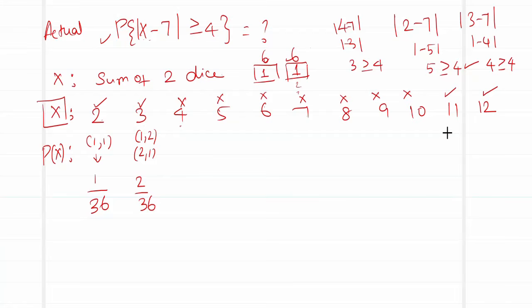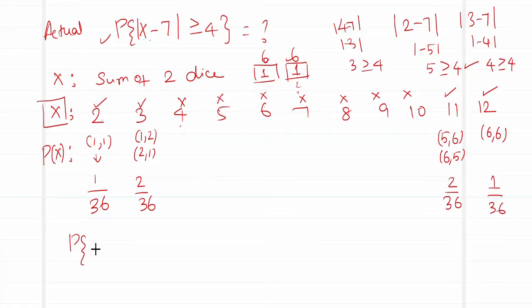Now coming to the number 11. How can I get the number 11? 5 in the first die and 6 in the second die, or 6 in the first die and 5 in the second die gives the sum as 11. So the number of possibilities for me is 2 by 36. And the chance of getting 12 is just 1, which is 6, 6. So the probability is 1 by 36.